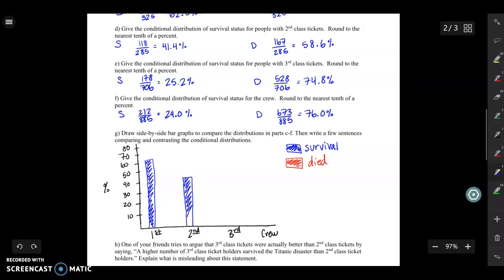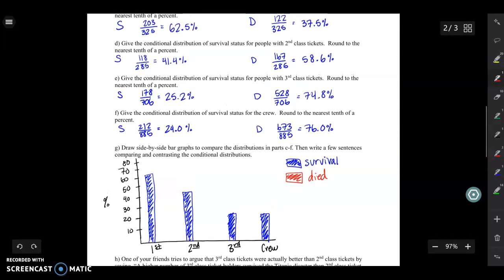Obviously, if I wanted to make this super accurate, I would probably use graph paper, or at least do more than just eyeball where these bars are going. Third class had a 25.2% survival rate, and then the crew was at 24, so it's just going to be a little bit smaller than third class. Those blue bars represent what percent of each class survived the Titanic crash.